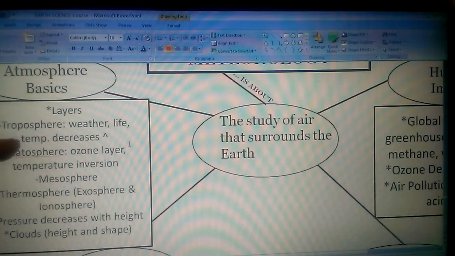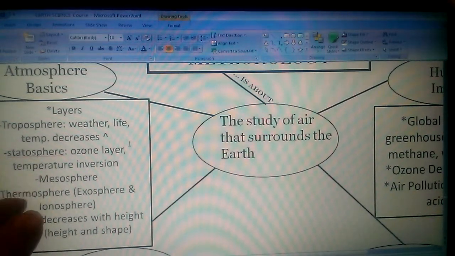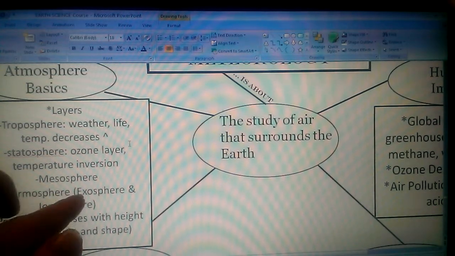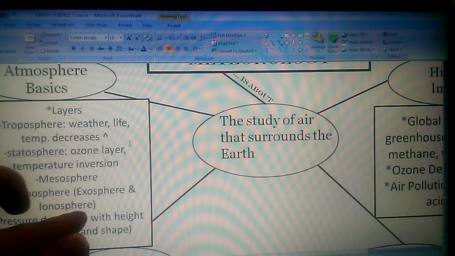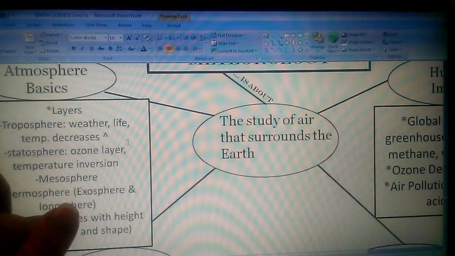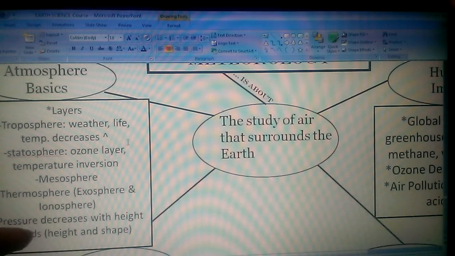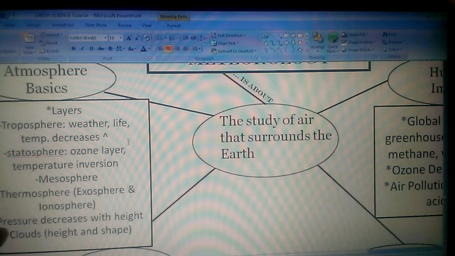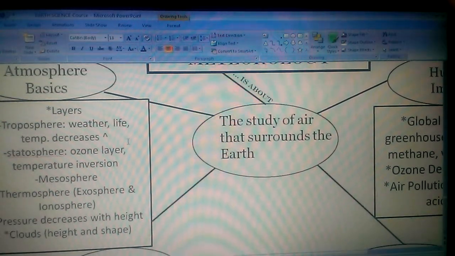Then it's the mesosphere, where you have most of your meteorites burning up, followed by the thermosphere, which is composed of the exosphere and ionosphere. Exosphere is the furthest out, ionosphere is directly below it. And pressure, you want to remember, decreases with height, so you have less pressure as you go up.